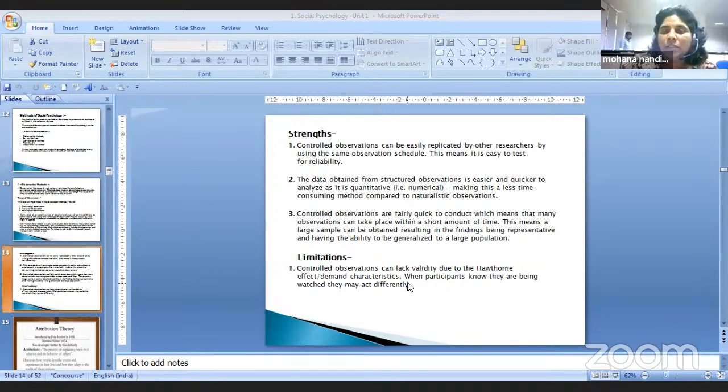Here, controlled observations can lack validity because the outcome is affected by demand characteristics. When participants know they are being watched, they may act differently. Suppose you are in the classroom. Okay, what's your job here? Whether you like it or not, you need to listen and behave according to the classroom atmosphere.